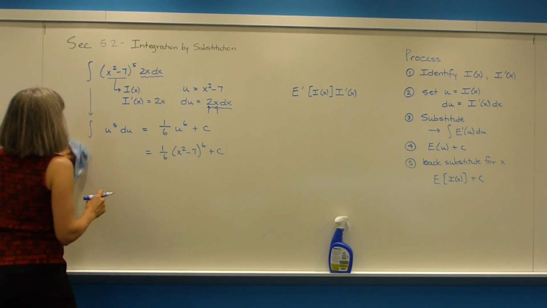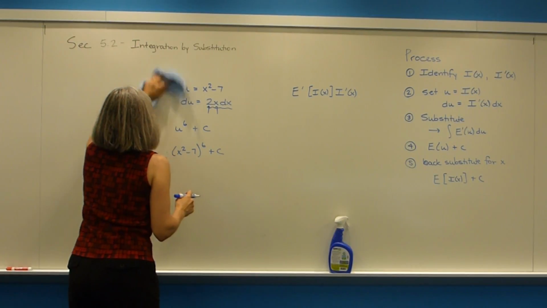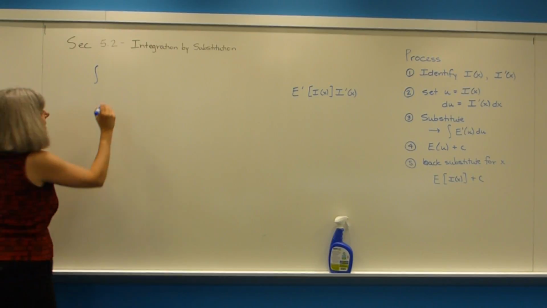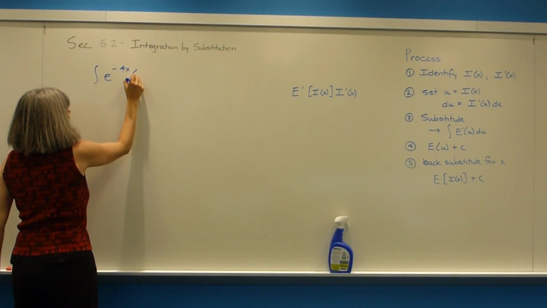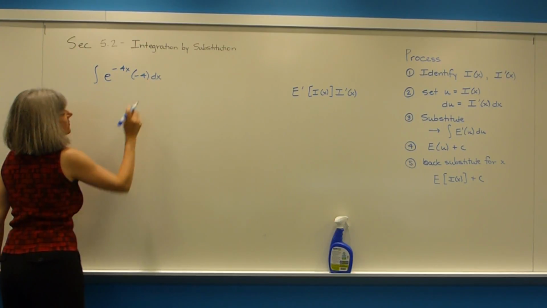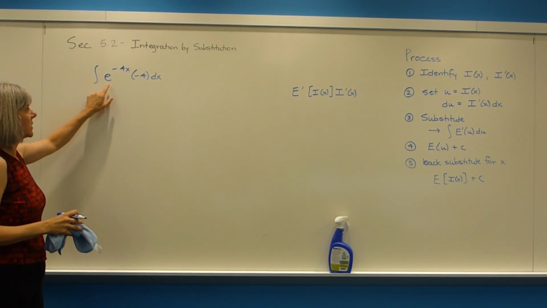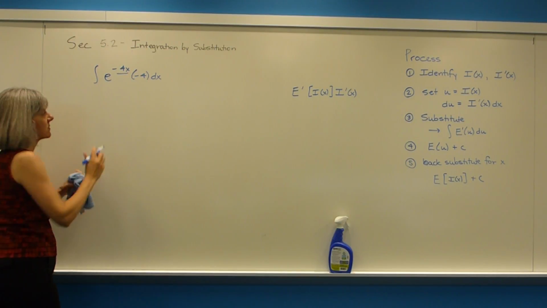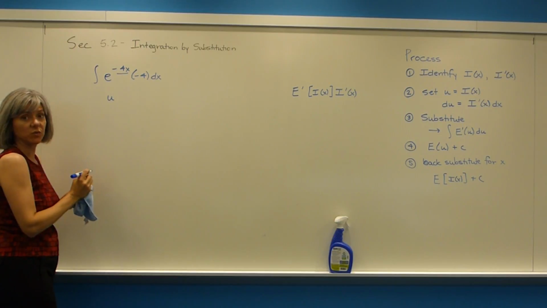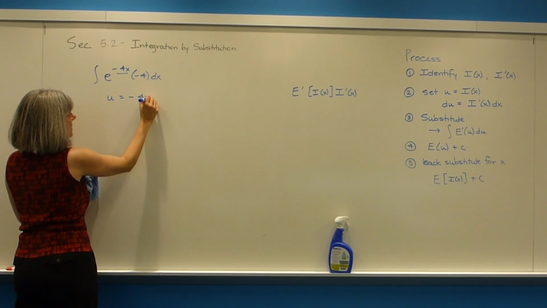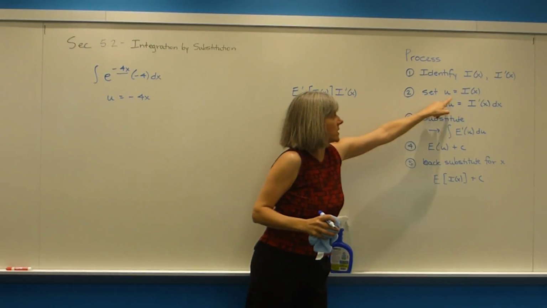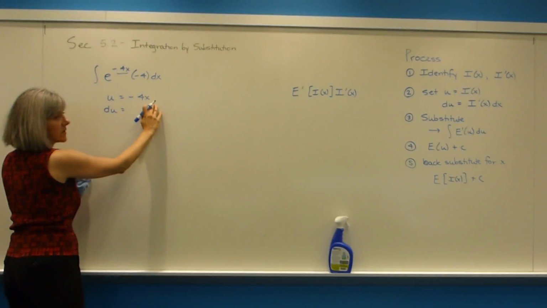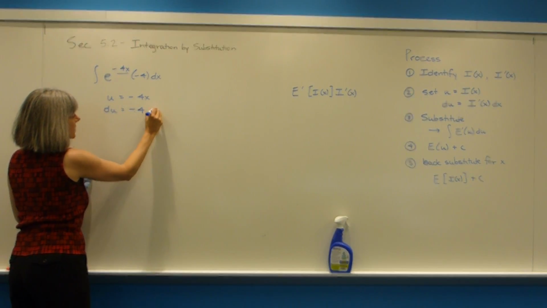Okay, so let's look at another one. The integral of e to the negative 4x times negative 4 dx. So is it a basic? It kind of looks basic, but it's not an e to the x. So really it's a composite, and that is my inside piece. So my inside piece, let's just go ahead and call it u. My inside piece is negative 4x, right? u is equal to the inside piece. Du is the derivative of this, negative 4, times dx.